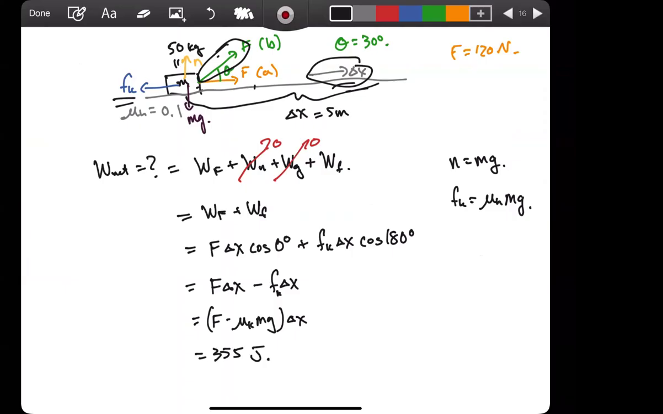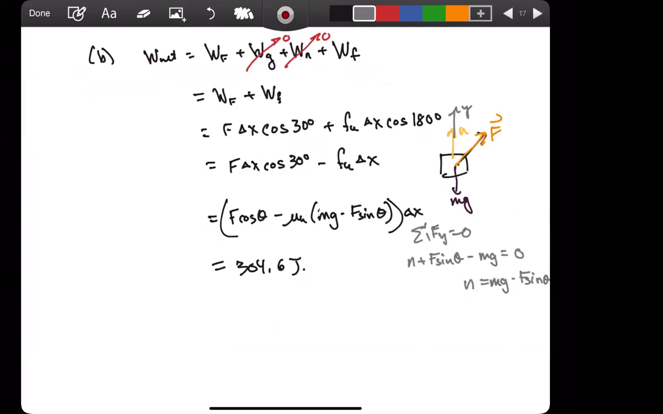And the reason for that is, again, in the first case, we're putting all the force into the horizontal direction, which means that all of the force, 120 newtons, is in the same direction. However, in the second case, it's only the horizontal component, which means there's less force in the horizontal direction, which is why we have less work.